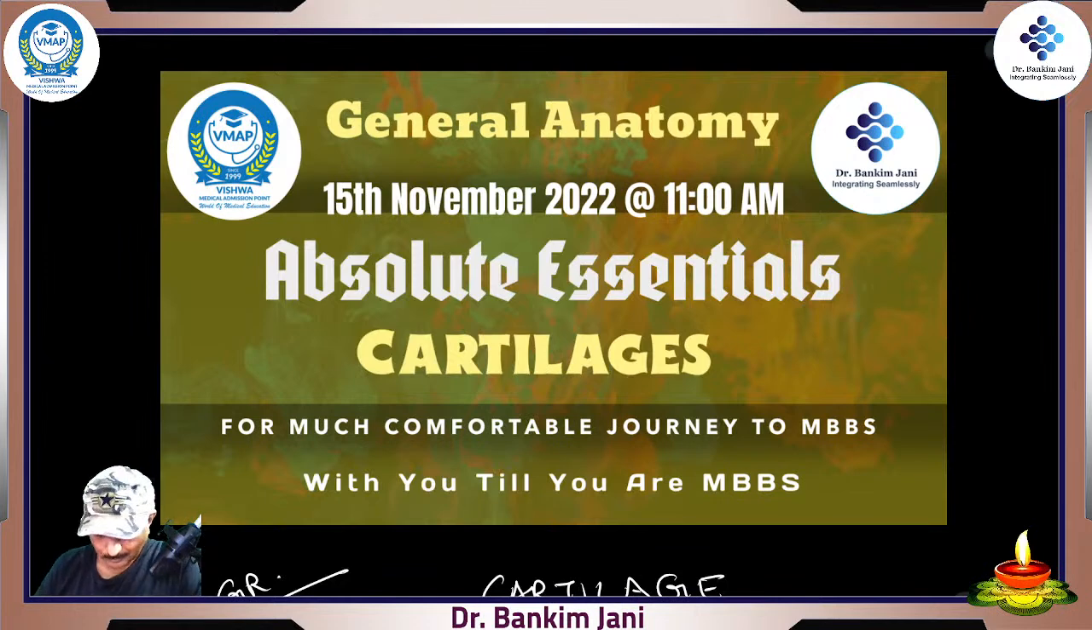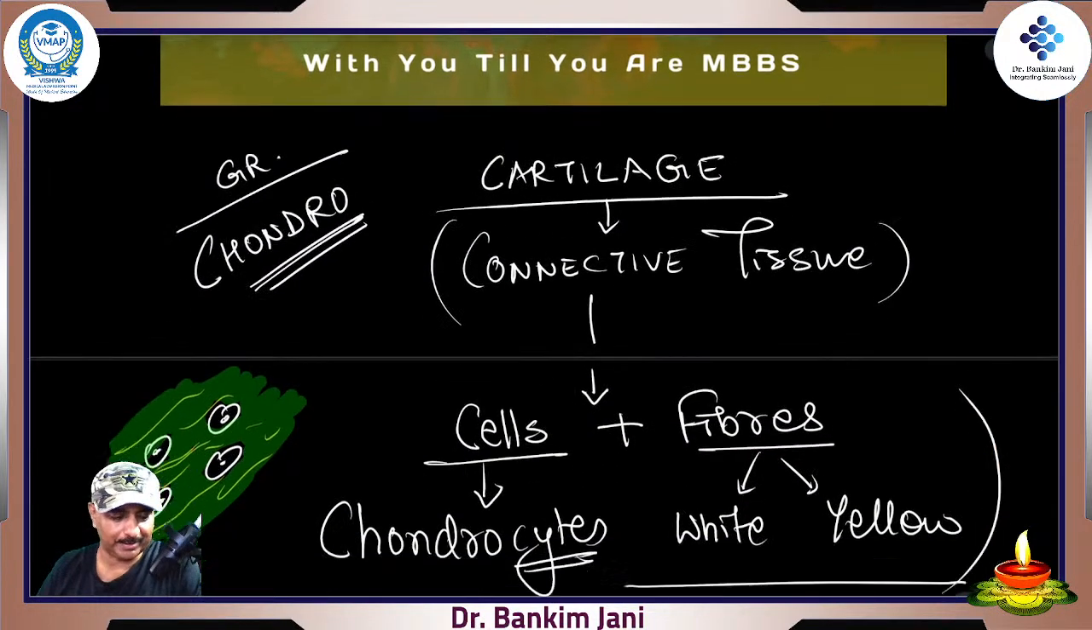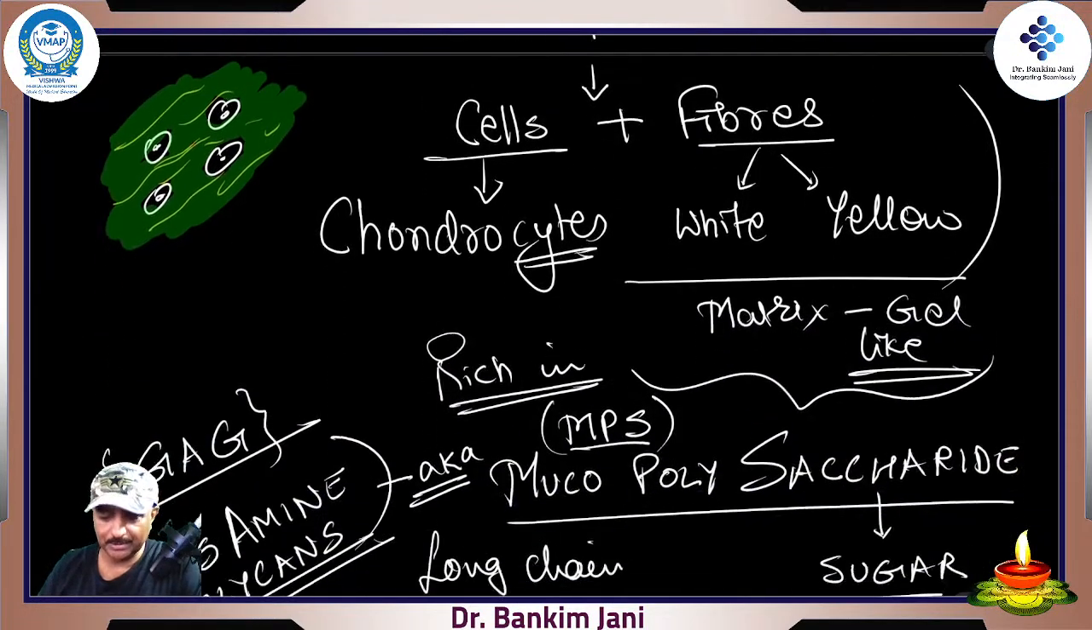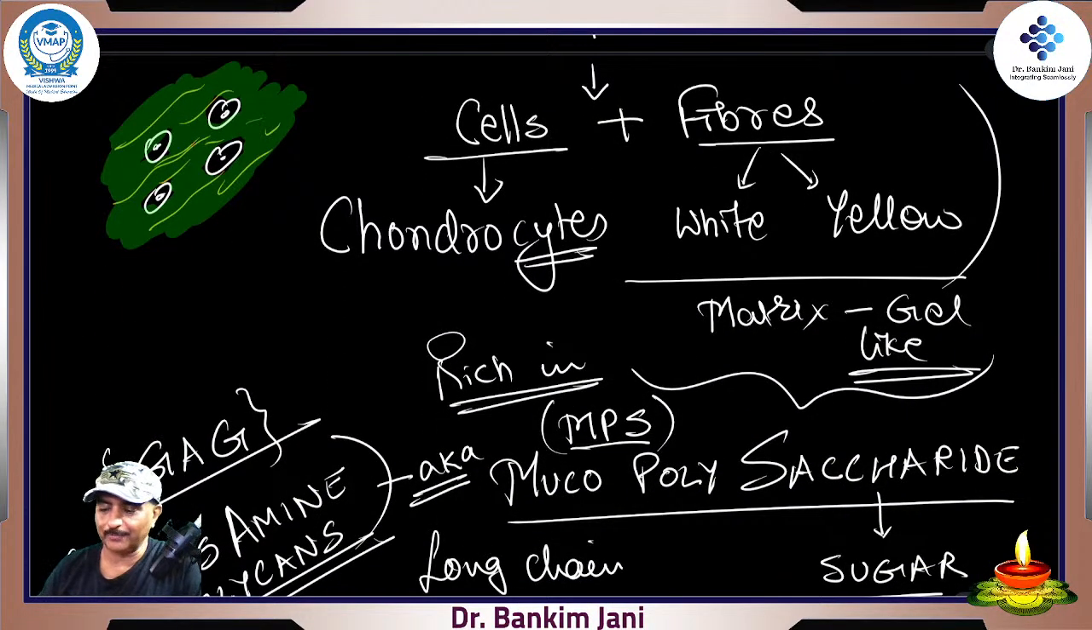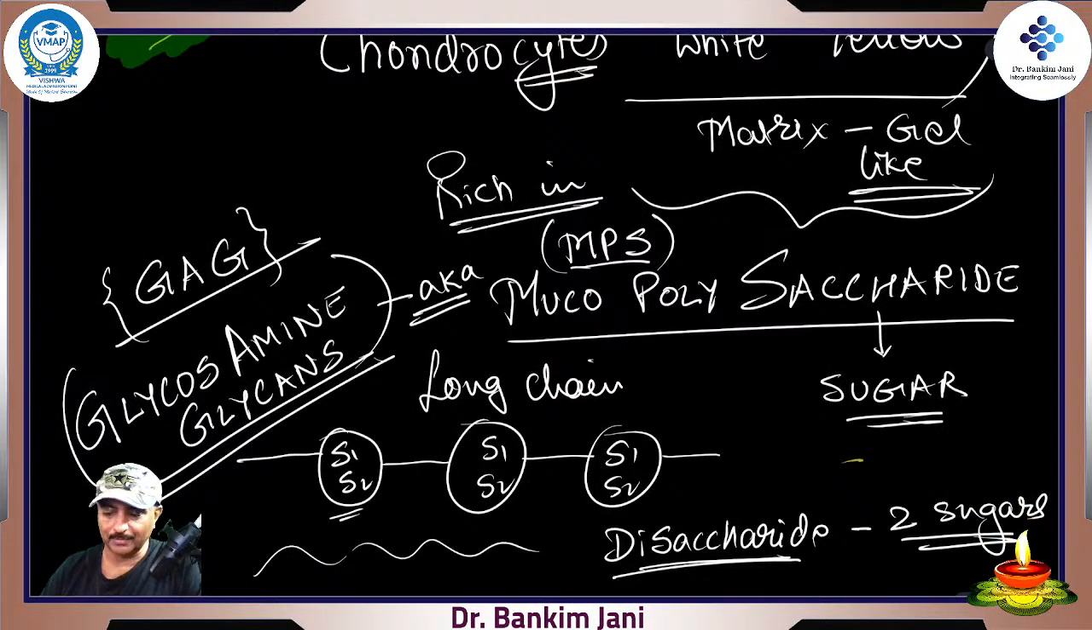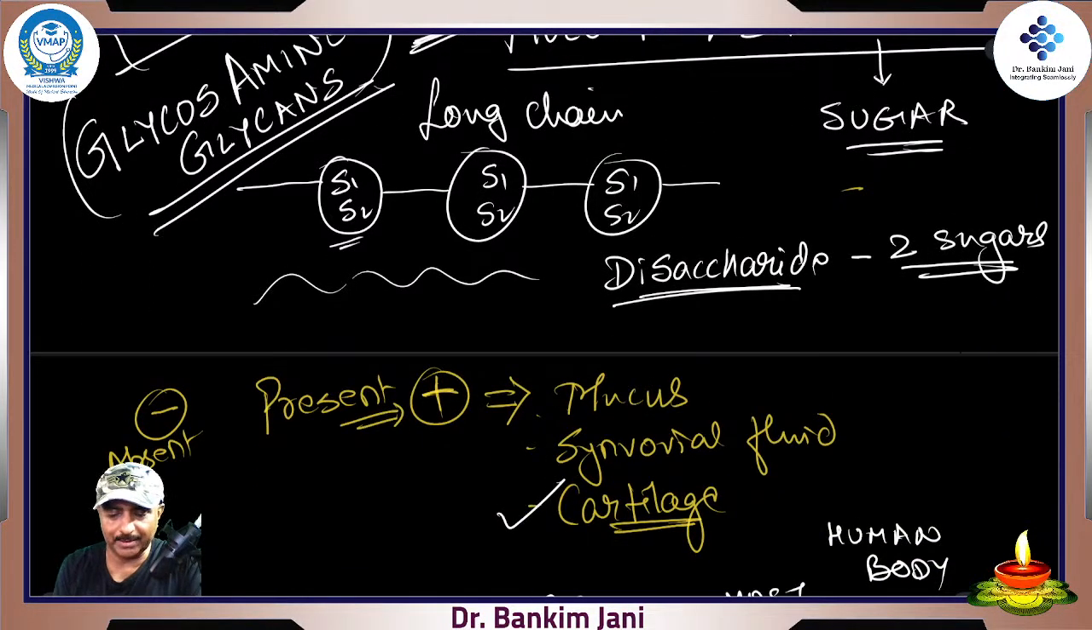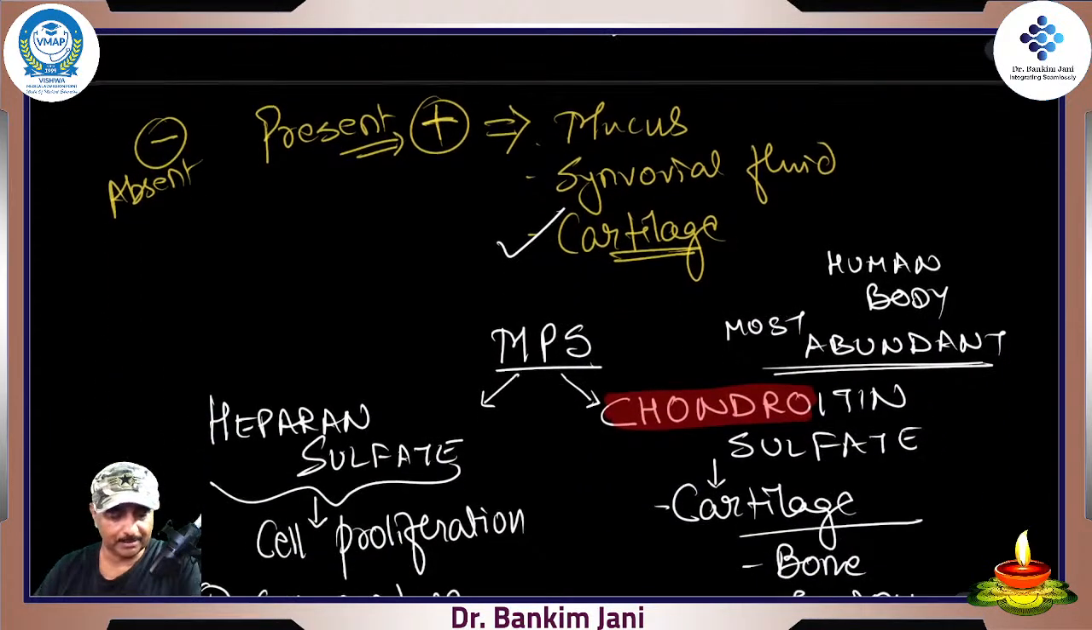Okay, so we'll talk about cartilage, right? Greek name, chondro, connective tissue. It has cells, chondrocytes, fibers, white and yellow, and matrix, which is a gel-like substance that connects all of them together. This is rich in mucopolysaccharide, also known as glycosaminoglycans. And these are all very romantic people, just sugar couples, S1 S2, holding hands and making a long chain, right? And two sugars, we give them a good name, that is the disaccharide, right?